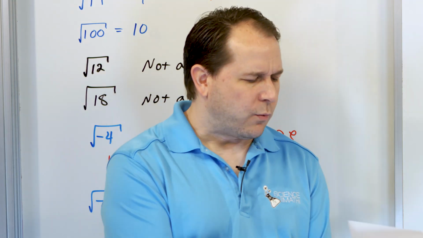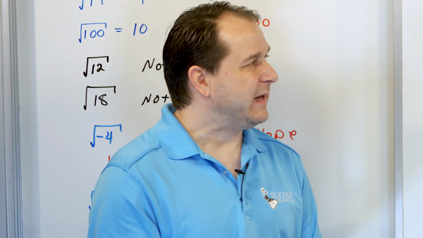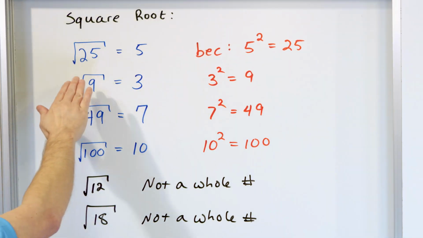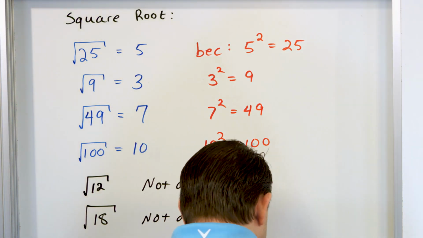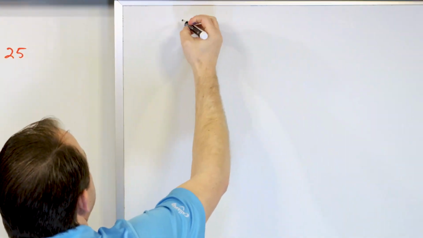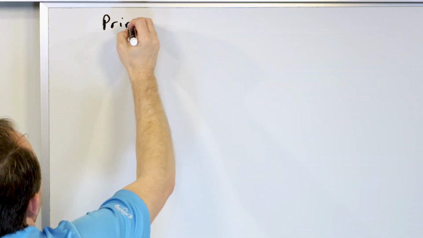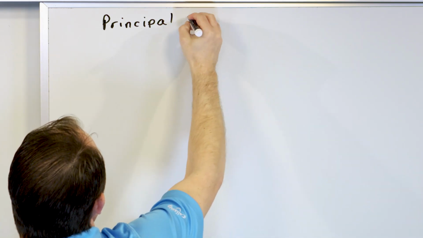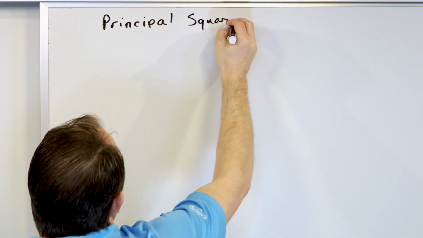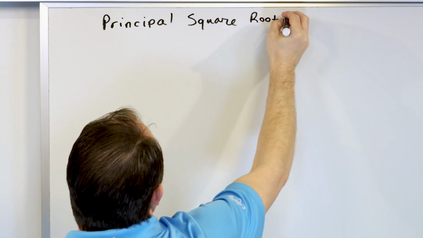All right, now what I need to do before I go farther is I want to expand on this just a little bit more. Let's take this first example, the square root of 25 being equal to 5. Let me go over here and talk about something called the principal. The principal is your pal, the principal square root.